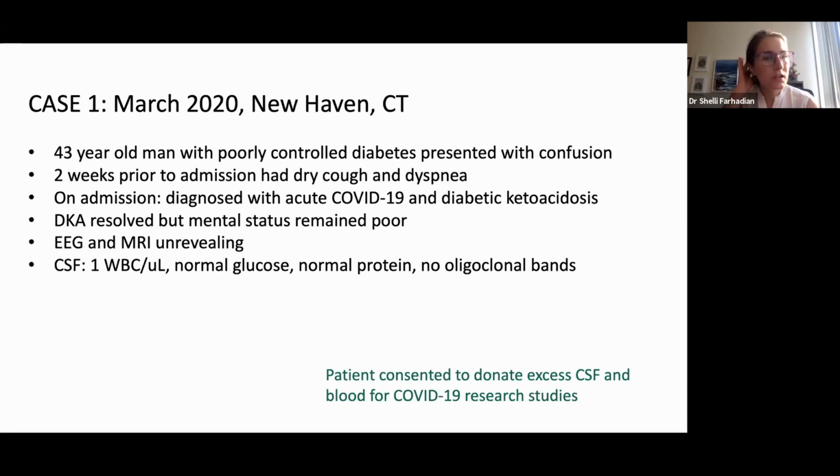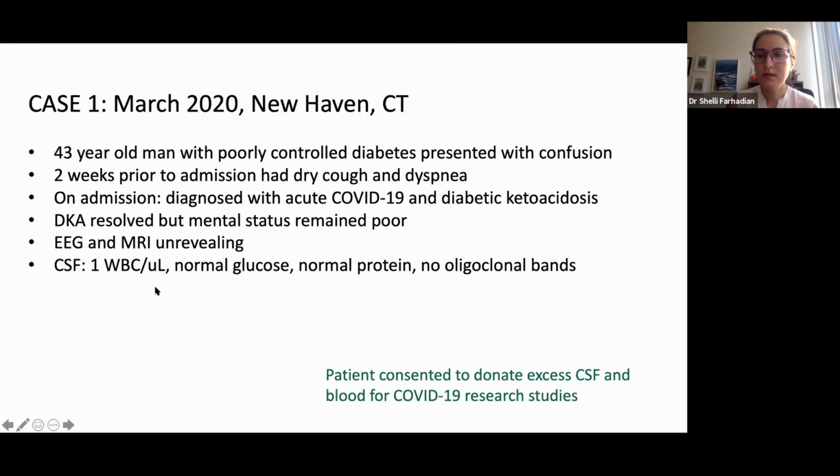On further questioning, his family said that about 2 weeks earlier, he may have had some dry cough and shortness of breath. And on admission, he was diagnosed by a nasopharyngeal swab with acute COVID-19, as well as diabetic ketoacidosis. He was treated for his DKA, but the mental status remained poor, and he underwent a full neurological workup that was really unrevealing, including lumbar puncture, and I've shown you the CSF studies here.